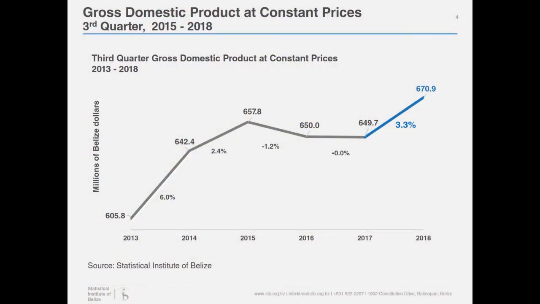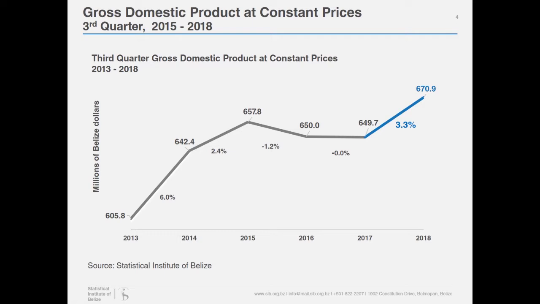Now we're looking at the third quarter at constant prices and growth rate over the last 5 years. When I say constant prices, I'm referring to prices adjusted for inflation. As stated before, we're looking at the GDP at constant prices and growth rate over the last 5 years. Now we're looking at 2013 to 2014, we see an increase of roughly 6%. And this was due to the booming agricultural, fishing, and hotel and restaurant industry.